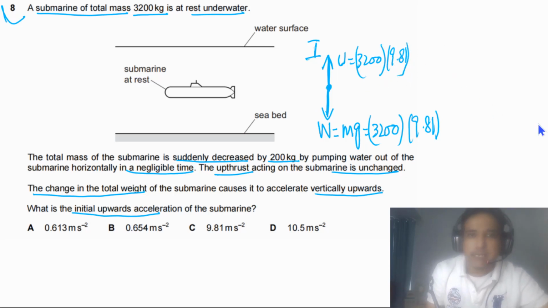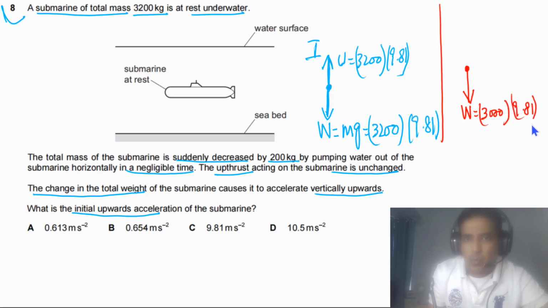Now if you look at the second case, we have the weight of the submarine acting downwards, and it is now equal to 3000 times 9.81. The mass has been decreased by 200 kg, but upthrust remains unchanged. So we can draw the arrow for upthrust. Upthrust remains unchanged, so in this case upthrust is greater than weight now.